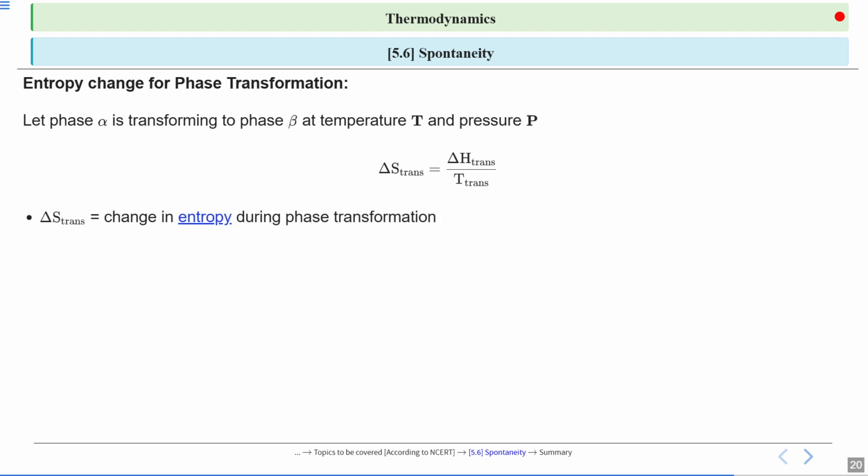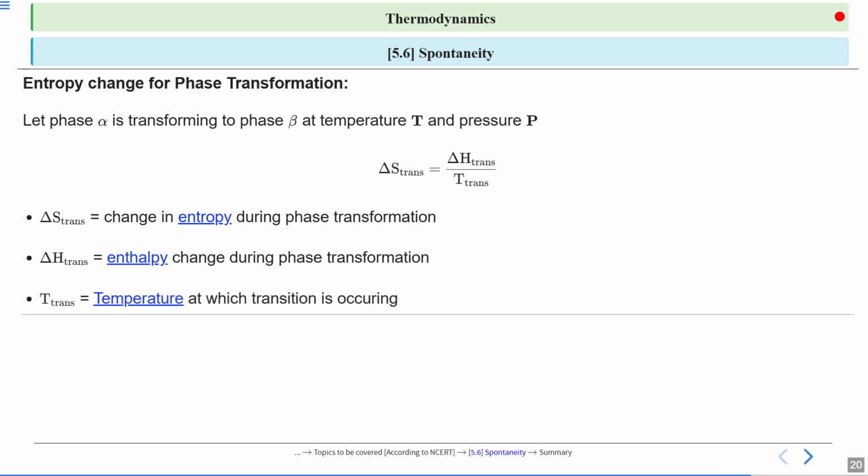Before that, let us define the terms that we have seen. So delta S transformation is what? It is the change in entropy during the phase transformation. What is delta H transformation? It is the change in enthalpy. And lastly, your T transformation is the temperature at which the transformation or the transition is occurring.